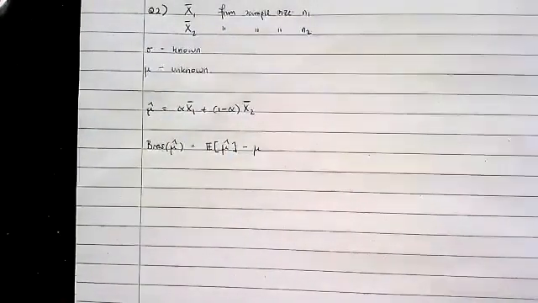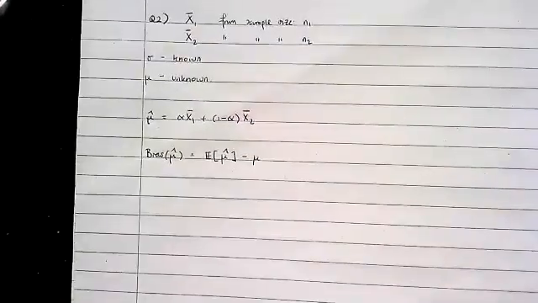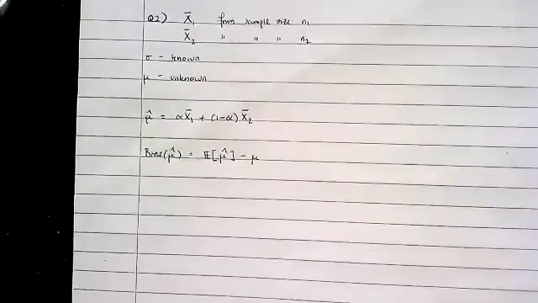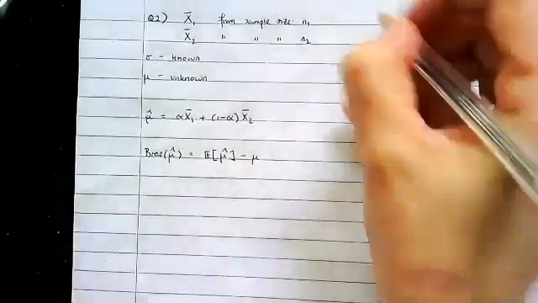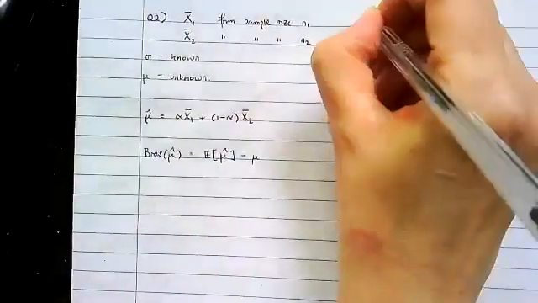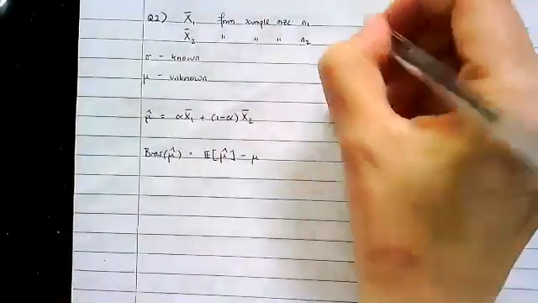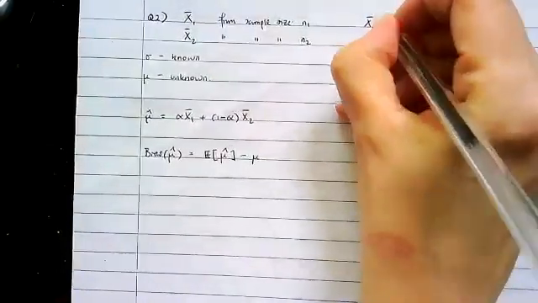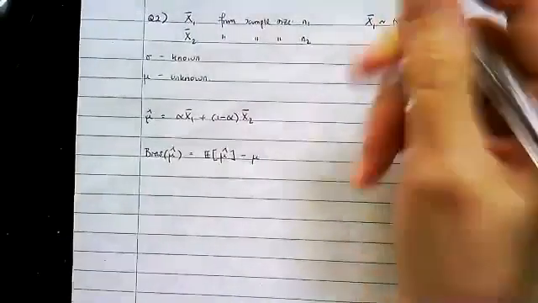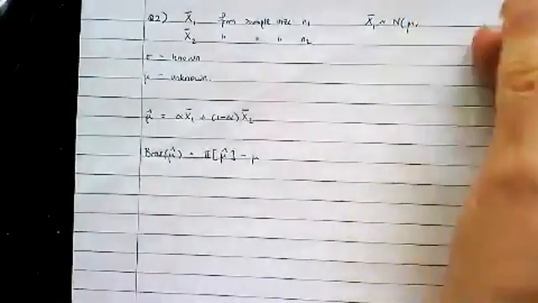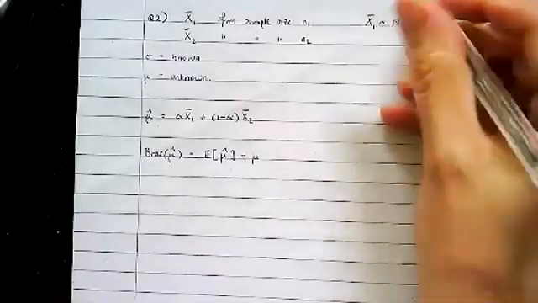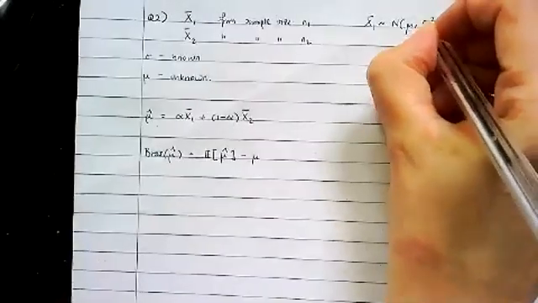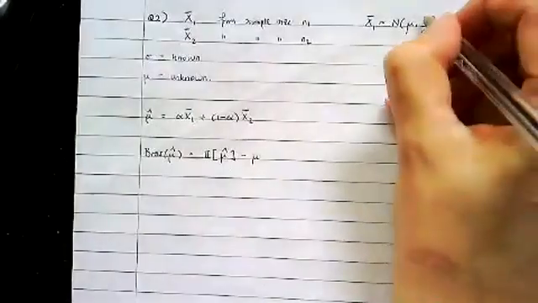This is not too bad to calculate if we can remember some of the features of x1 bar and x2 bar. What we need to remember is that because they're sample means, x1 bar is going to be normally distributed with mean the same as the population mean, and with variance sigma squared divided by n1, because we've got n1 elements in the sample.